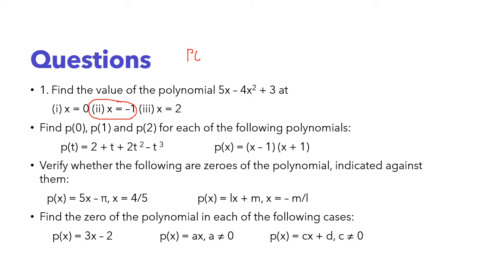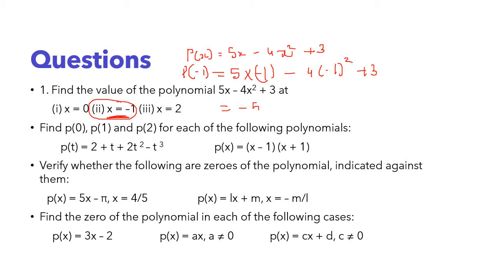So P of x is equal to 5x minus 4x square plus 3, right? And they have asked us to find P of minus 1, when x is equal to minus 1, which means P of minus 1. So let's find it. 5 into minus 1, minus 4 into minus 1 the whole square plus 3. So 5 into minus 1 will become minus 5, minus 4 into minus 1 square is 1 itself. So 4 into 1, plus 3.